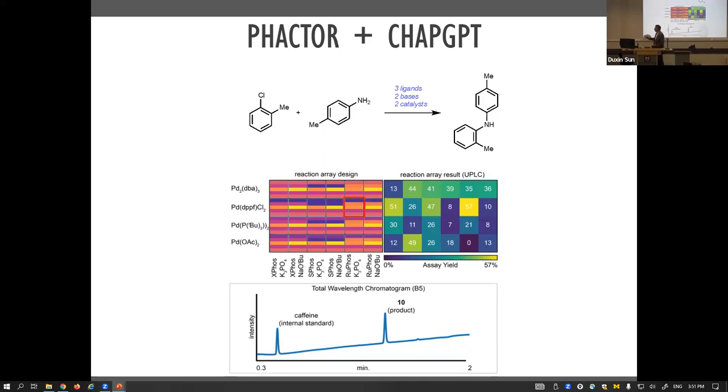We actually scaled up this hit with palladium DPPF and RuPhos and K3PO4, and the crude reaction trace is shown here. So there's an internal standard which we added. There's product, and this little other blip is the ligand itself. And so this is an incredibly pure chemical reaction. We isolated, I think, an 81% yield. And so we were very pleased with the first chemical reaction that we're aware of that was run with ChatGPT's help.